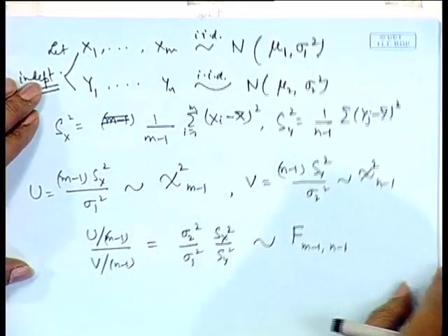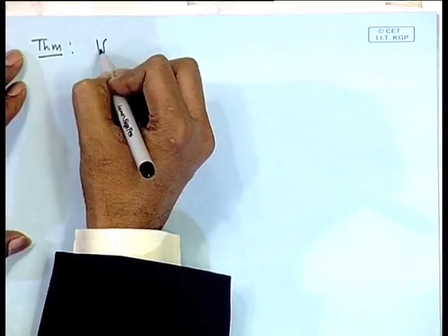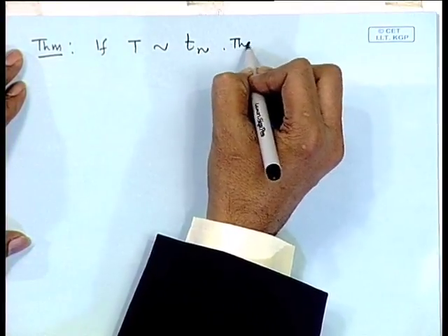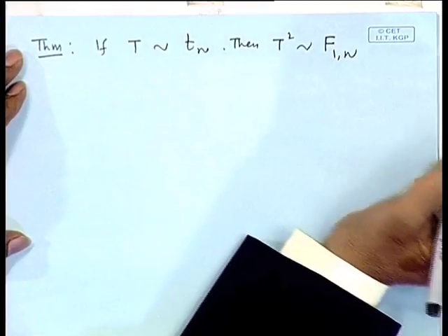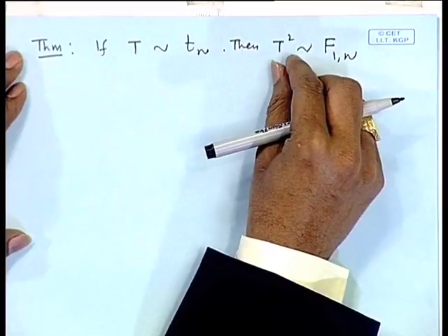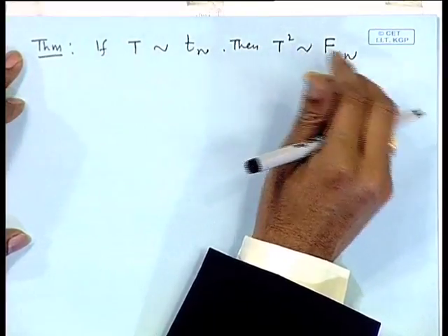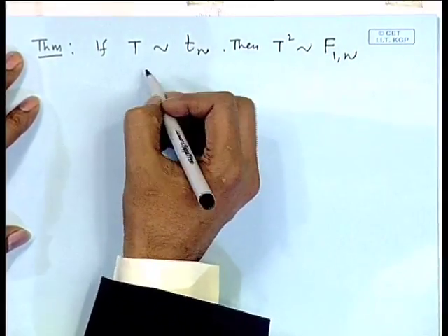Another relationship which is coming here is that if t follows t distribution on n degrees of freedom, then t square follows f distribution on 1 and n degrees of freedom. One can prove it by direct transformation by writing down the density of t and making the transformation u is equal to t square there, and comparing with the forms of the densities. However, one can look at an easy representation.